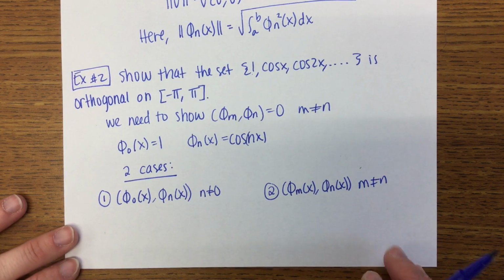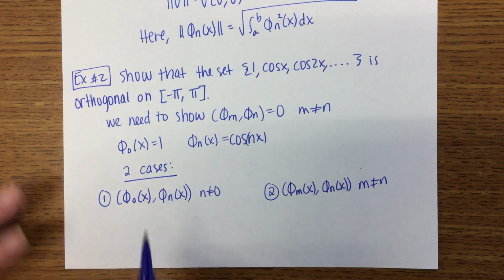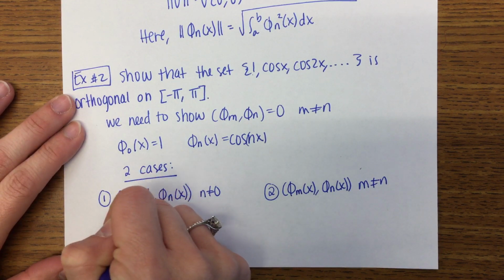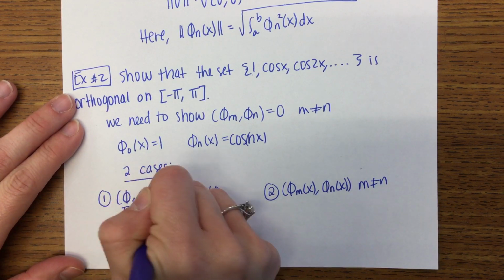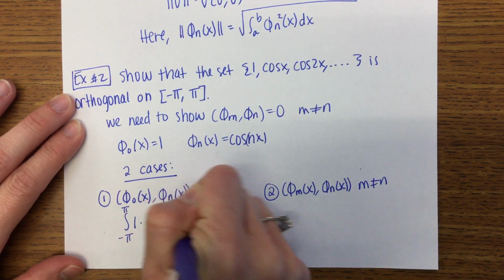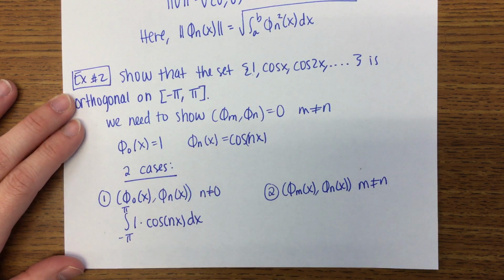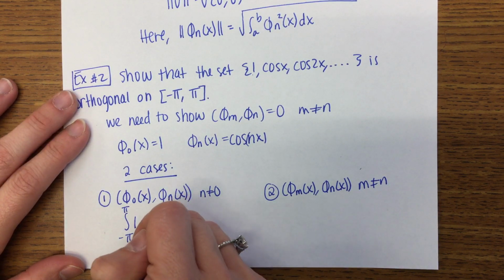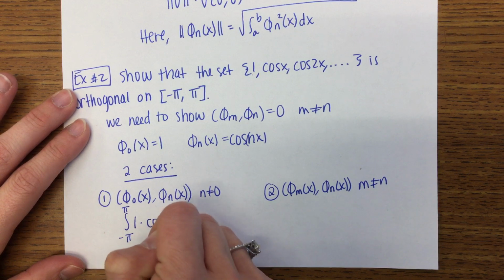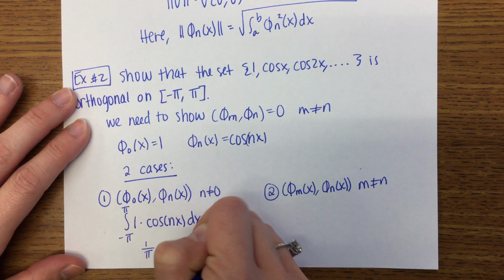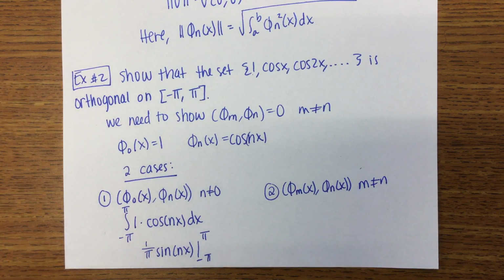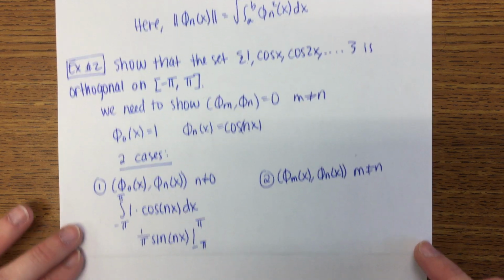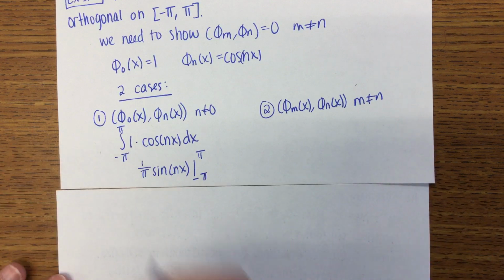Okay. So this case then, if we want to calculate this inner product, it's going to be the integral from negative pi to pi of 1 multiplied by cosine of nx. If we integrate that, we get 1 over n sine of nx from negative pi to pi. Which we can see that case gives us 0.